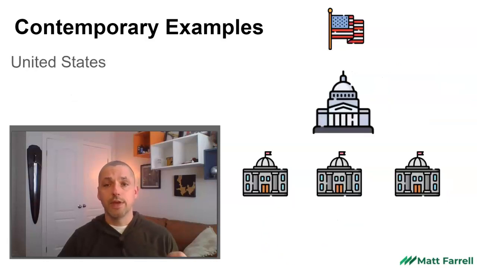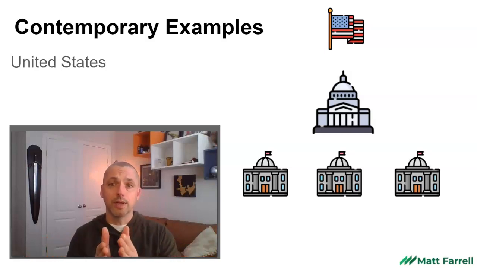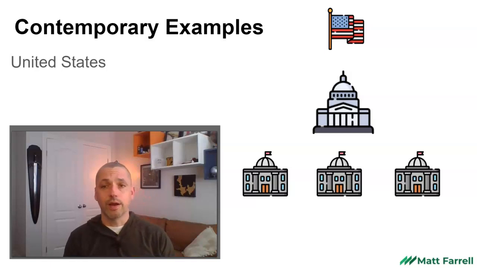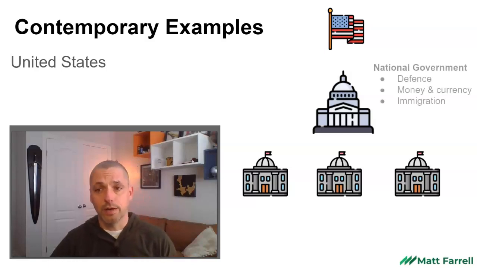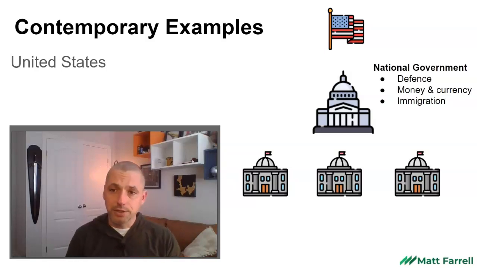The United States, very similar structure. They have a Congress and a president that represents the national government, and then they have states, and each state has a state legislature. In all federal systems, you want to think of it like this. The citizens will vote for the national government, but separately they will also vote for their provincial or state governments as well. The American national government is in charge of defense, the currency and the monetary system, and immigration.